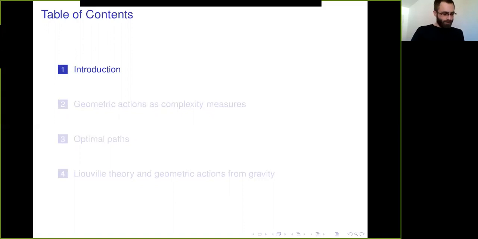In the third part, I will derive the optimal path of this complexity measure. So I will perform the minimization and basically tell you what these optimal paths look like. And lastly, I will spend a bit of time telling you what these geometric actions have to do with the coherency theory and also with Liouville theory.